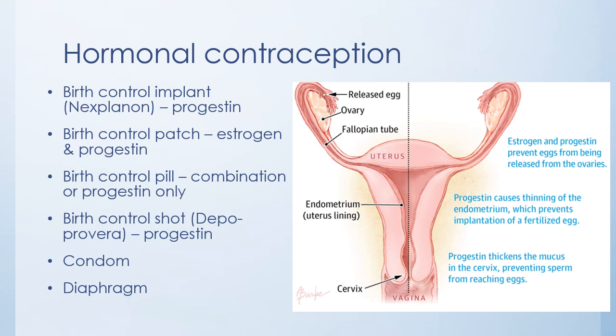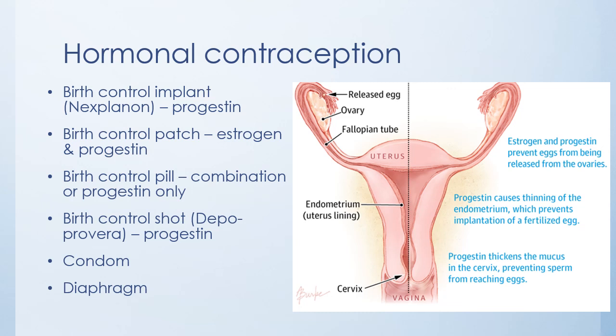You have the birth control implant. You can implant something inside, and the hormone that it releases is progestin. This is progesterone. You can also have a birth control patch. You can just patch it on, and then it will release estrogen and progesterone. You can also take a birth control pill, sometimes in combination, or sometimes you just take progesterone only. And you can also take a birth control shot. This one is like an injection. Usually it's progesterone being injected into your body.